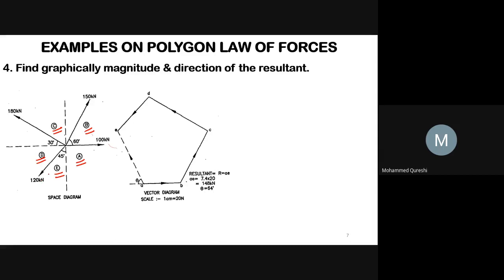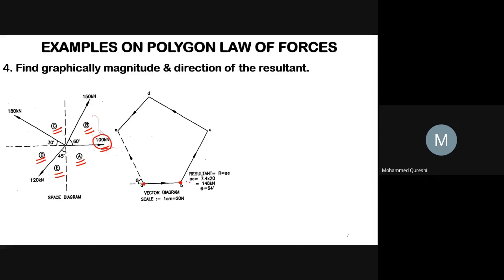Now again, we have to repeat our same procedure. That is, we have to select a suitable point A, and this point will be on the right side of the space diagram, and from this point A, draw a line AB parallel to force 100 kilonewton.